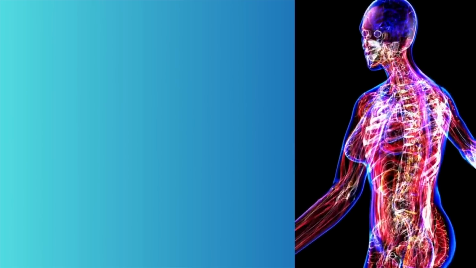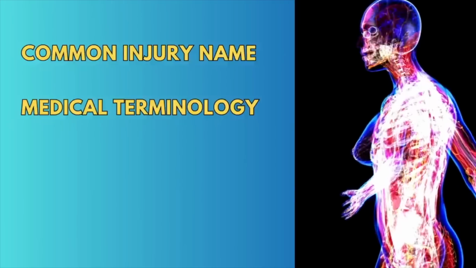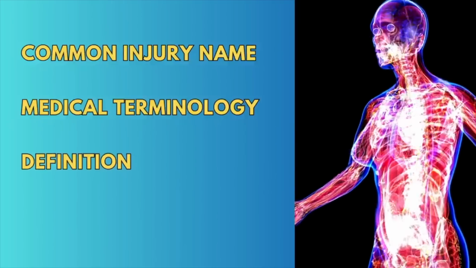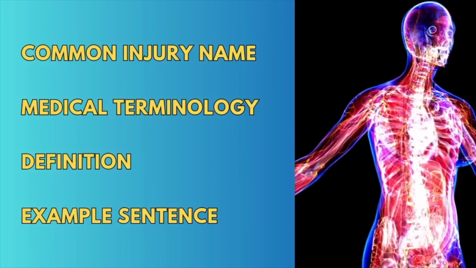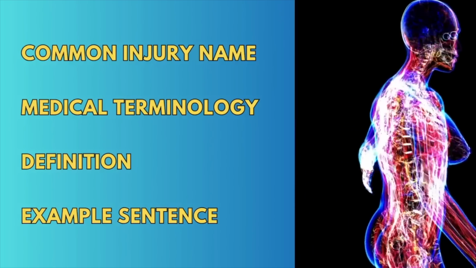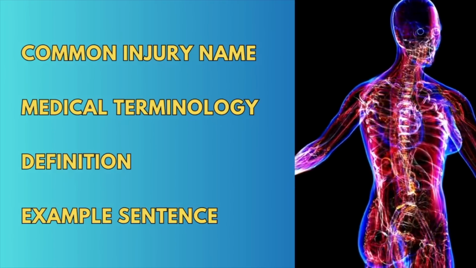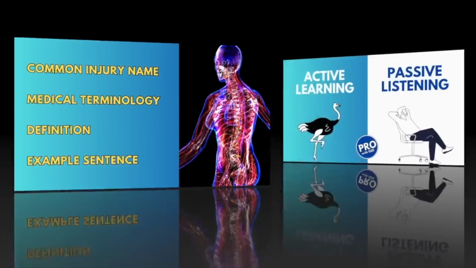Here's how the lesson will work. I'll give you the most commonly used term for the injury, then we'll go over the proper medical name. Next, I'll explain the condition with a clear, concise definition. You'll also see visuals to help you fully understand the term. Finally, we'll look at an example sentence using natural collocations, so you'll learn the right way to talk about these injuries in a real-life medical setting.